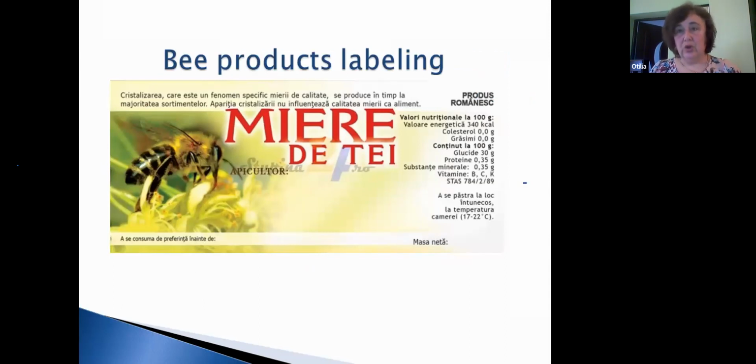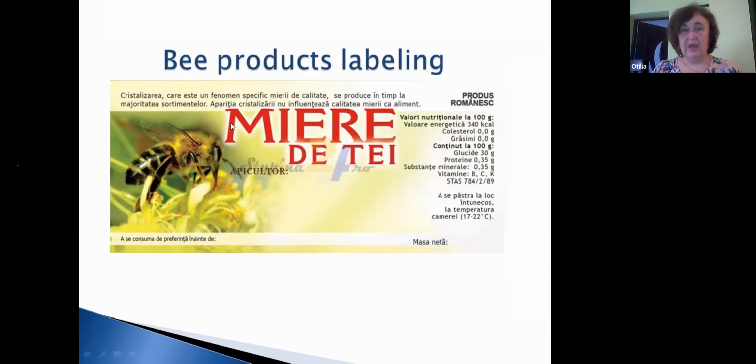So I will talk a little bit about labeling of bee products in Romania, because labeling should follow the legislation in each country before we have this international standard. Honey must have on the label, as every food product, the nutritional value, the values which give the nutritional and energetic values.